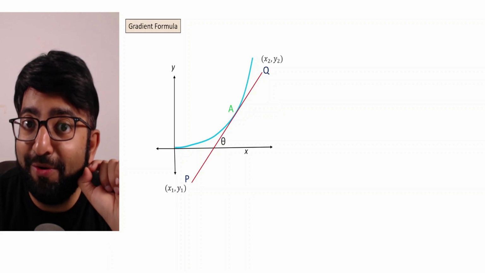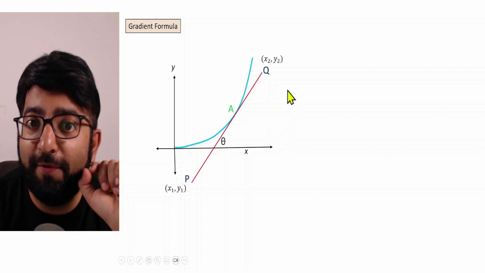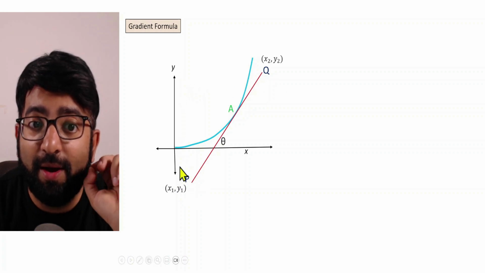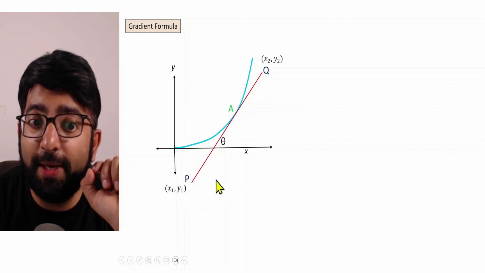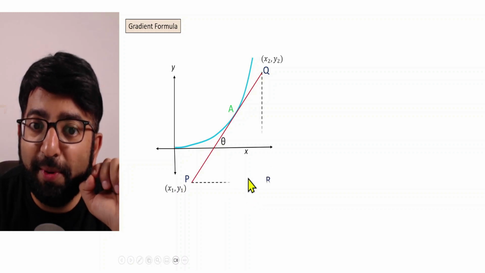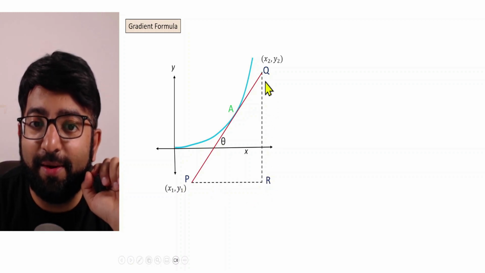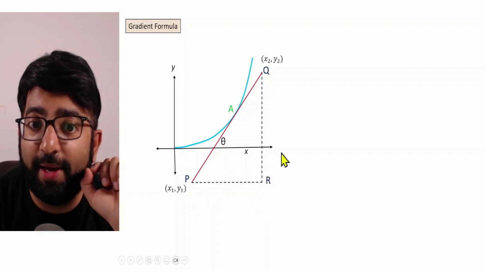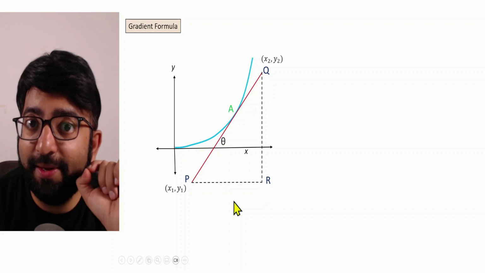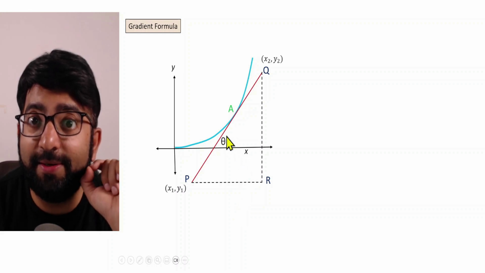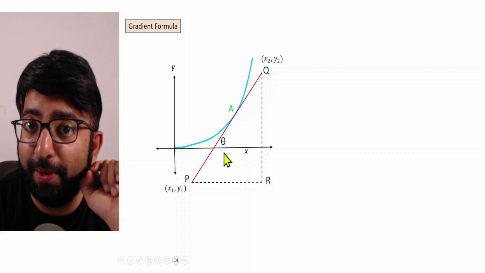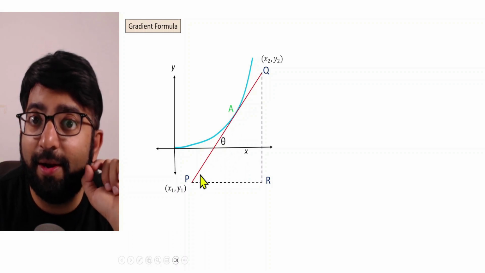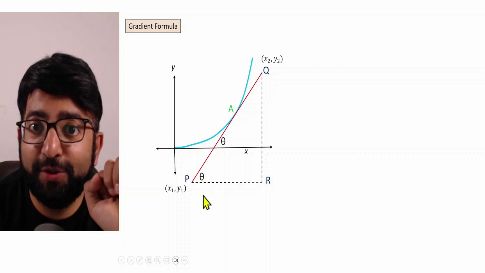Now, in order to get to the gradient formula, we'll draw a dotted line from Q parallel to the y-axis and another dotted line starting from P but parallel to the x-axis, which means that will create us a right angle triangle. So this QR is parallel to the y-axis and PR is parallel to the x-axis. And remember the step 3 in finding the gradient, we have to find the tan of this angle, tan theta. So how do we do that? Now observe, if this angle is theta, so this particular angle will also be theta, as I have shown here.